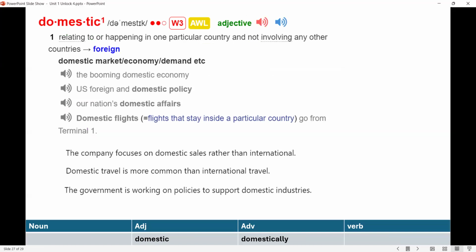Domestic refers to whatever happens inside the country. So in the country and not involving any other countries. You can talk about domestic market, domestic economy, domestic demand, domestic policy, domestic affairs, domestic flights. It is the opposite of foreign. Okay? The company focuses on domestic sales rather than international.